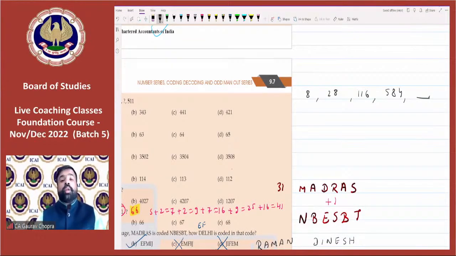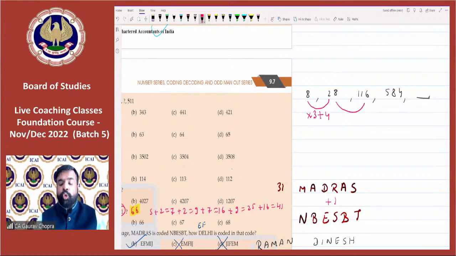But since all these numbers are not coming into each other's tables, that means 28 is not directly divisible by 8. 116 is not divisible by 28. That means there is some other logic. If we see 8 and 28, it is roughly 3 times. So let us try to make the logic. 8 multiplied by 3 is how much? 24. And 24 plus 4 becomes 28. Okay, this becomes the logic.